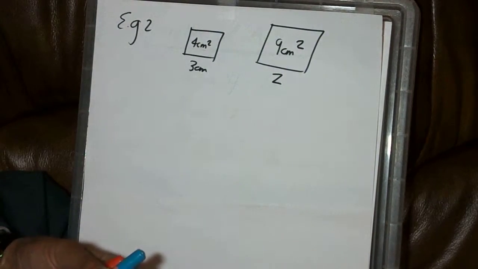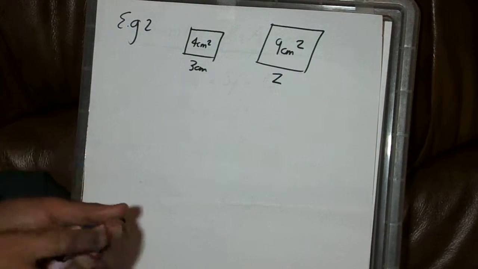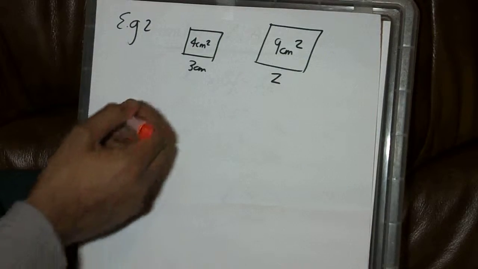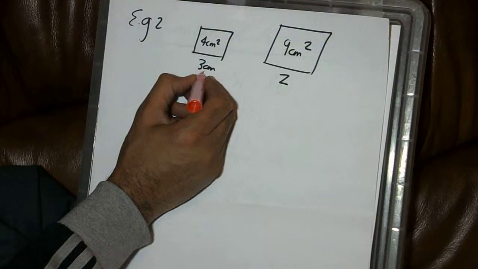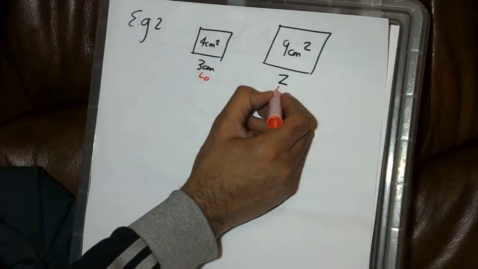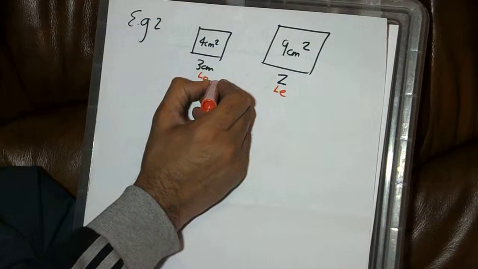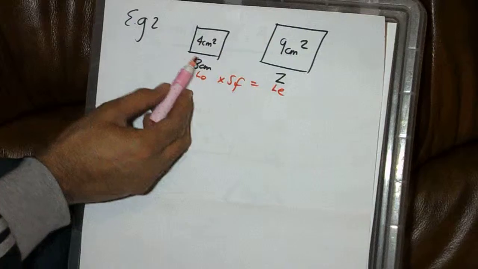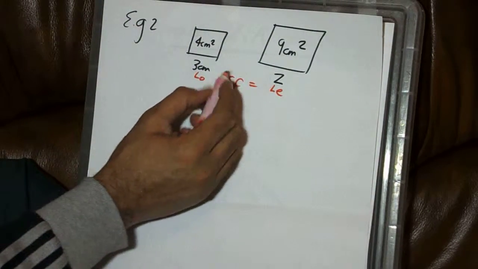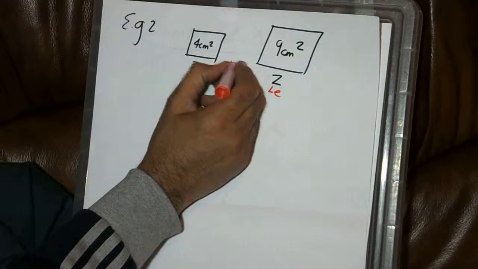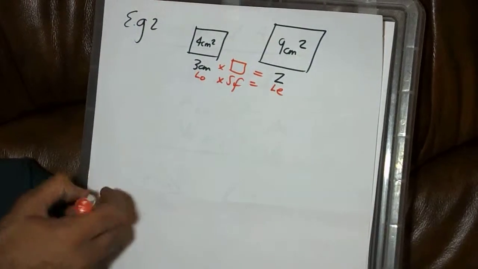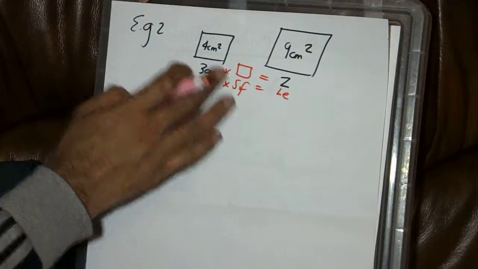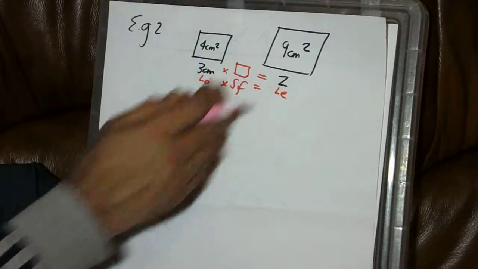So here what we need to do first of all is establish the scale factor, because if you call this our length original and this is our length enlarged, then length original times the scale factor is equal to this one. So this number here times the scale factor is equal to z. In order to work out our scale factor we have to consider the areas.